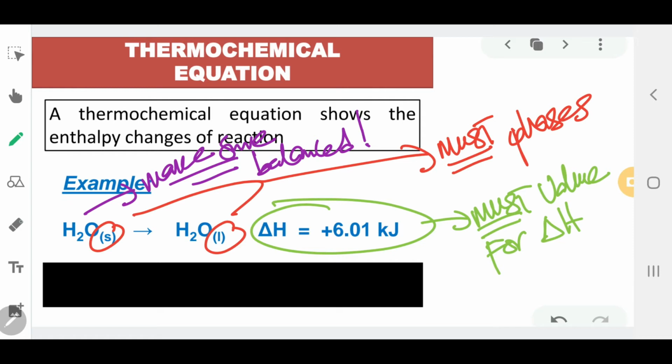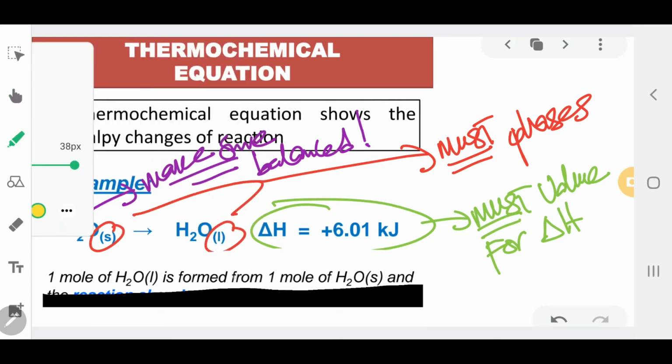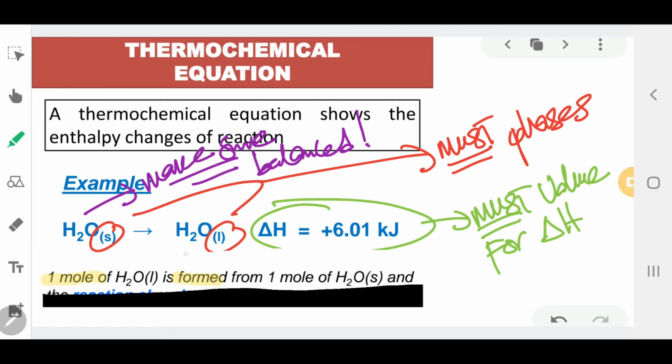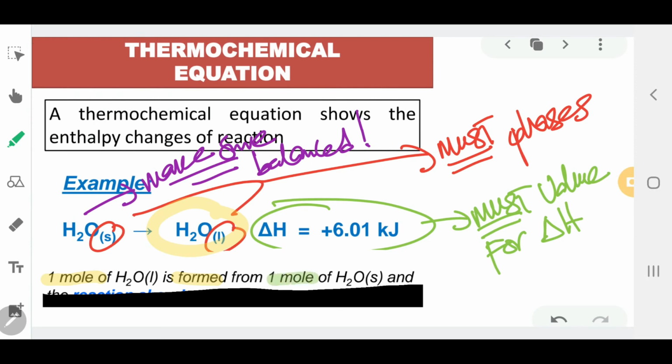So how do we interpret, or read, the thermochemical equation? Simply, it tells you that 1 mole of liquid water is formed. You have 1 mole formed from another 1 mole of solid water. That's how you read it.